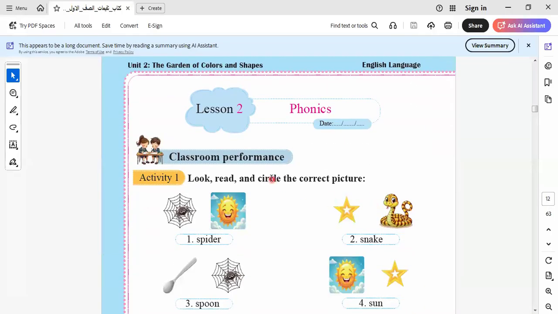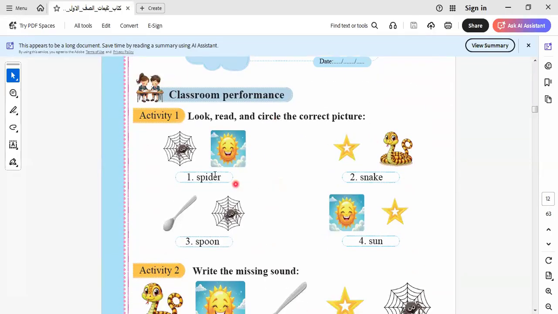Next question, lesson 2. It will be about phonics. Here we have, look, read, and circle the correct picture. So here is the pronunciation of the word, and we have a picture. So I select the suitable word for the suitable picture.